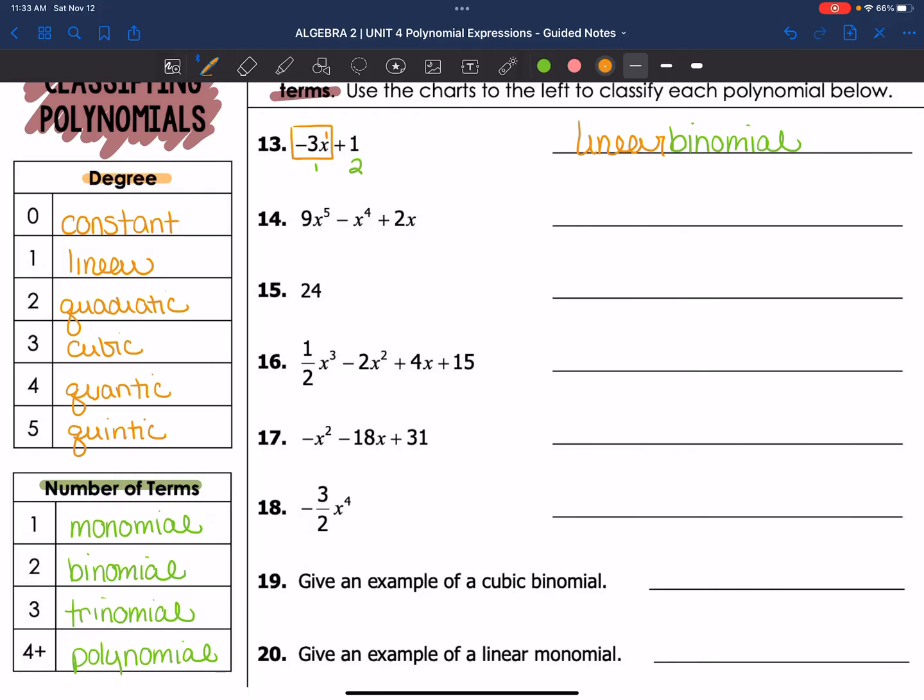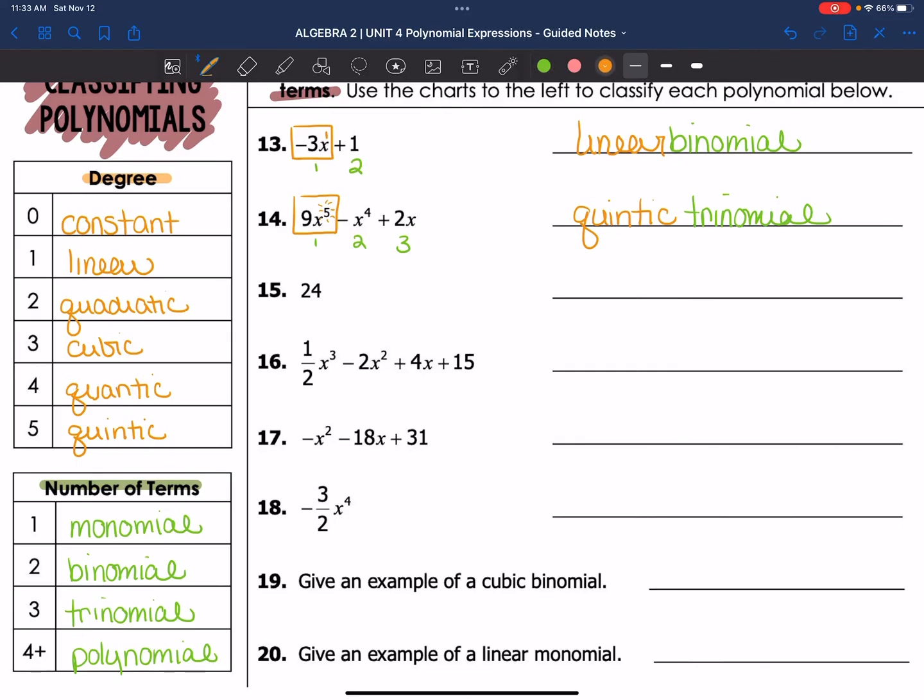All right, now let's look at 14. The leading term here is the one with the highest power. It has a power of 5. So because it is a power of 5, that is called a quintic. A quintic, now based on the number of terms, the last name will be a trinomial, because there are 3 terms in our polynomial.